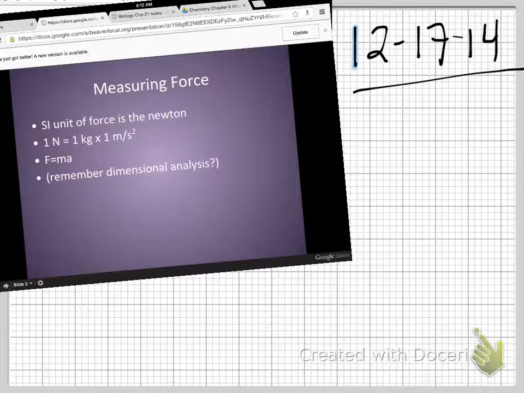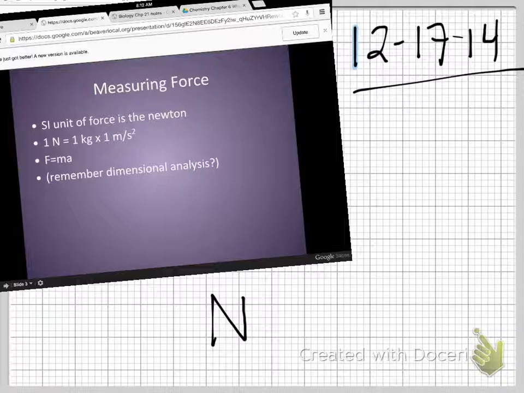The Newton, shown as capital N, never lowercase n, always capital N, is the SI unit for force. You will use newtons until you are so sick of them you run screaming, or you fall so in love with them that you name your first child Newton, or your next dog. Actually, that'd be a great name for a dog.